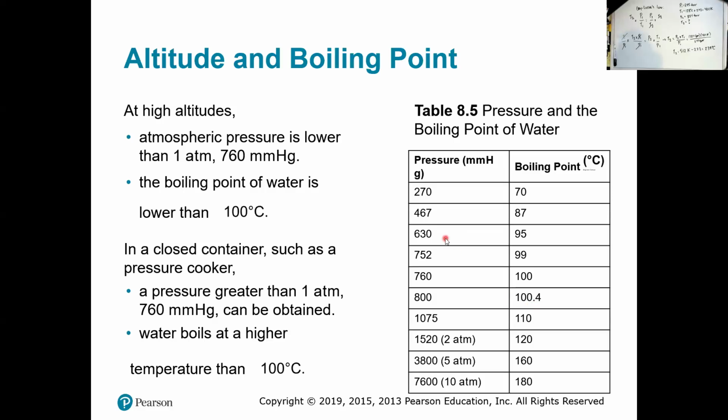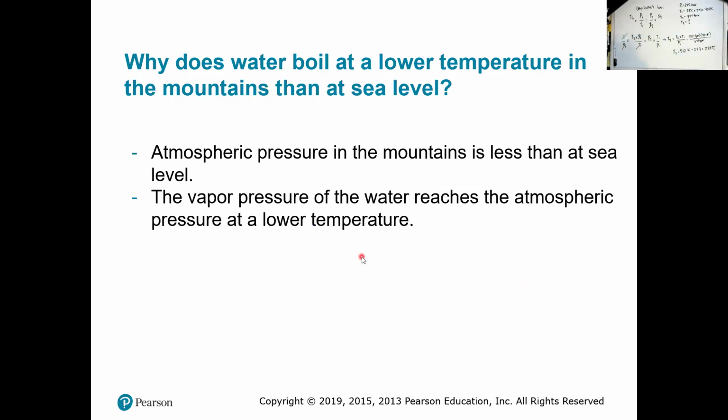Okay. So when you're at higher altitudes and your atmospheric pressure is lower, you're going to see a decrease in your boiling points. Lower pressure, lower temperature. But at higher pressures, you have higher boiling points. Okay? And this is happening because at higher altitudes, like in the mountains, your atmospheric pressure is going to be lower than the atmospheric pressure at sea level.